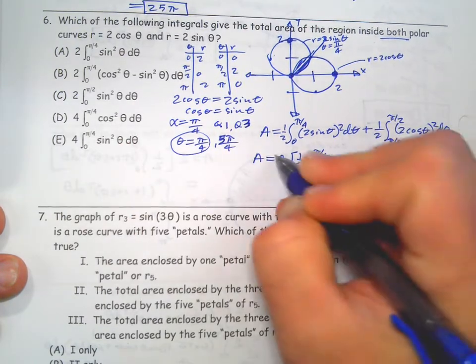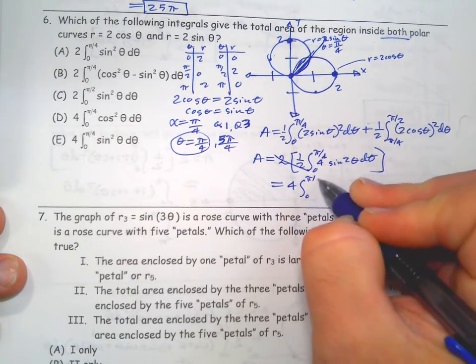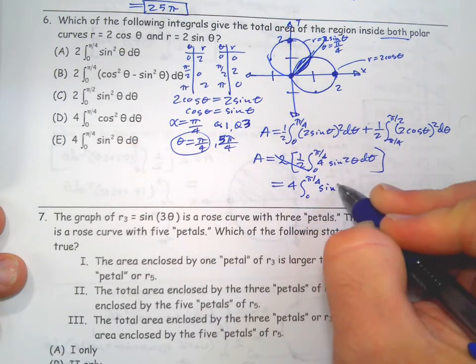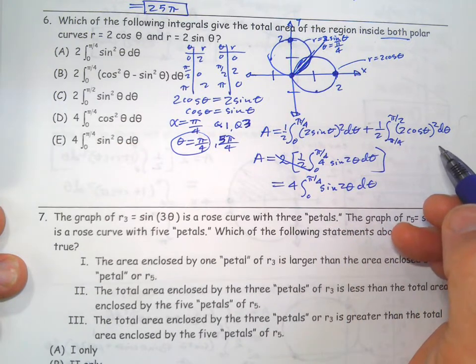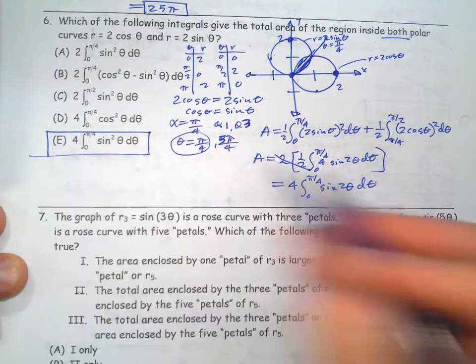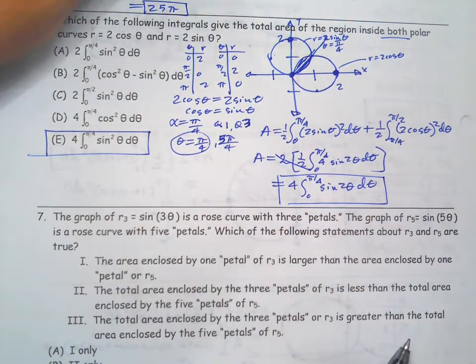And so the 2's cancel, but there is a 4 that gets brought out front. So it's probably going to be this or something like this. 4 over pi. There you go. All right.